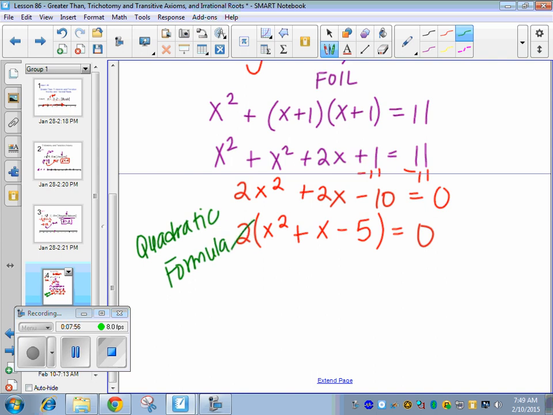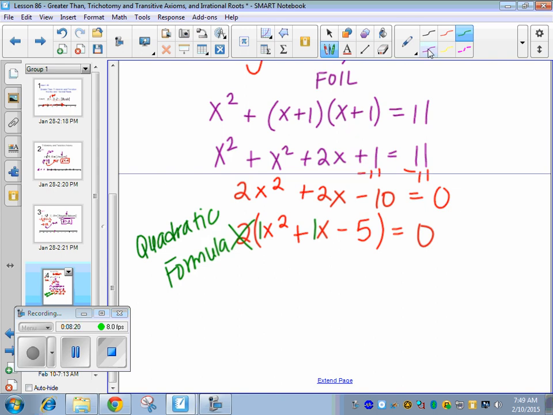So this 2, you guys don't need to worry about. You can do it without the 2. If you do it on this step, you'll get the same answer if you use A, B, C, but it's going to be smaller numbers and easier if you use A, B, C on the second line. Okay? So our A is going to be 1, our B is 1, and our C is negative 5.